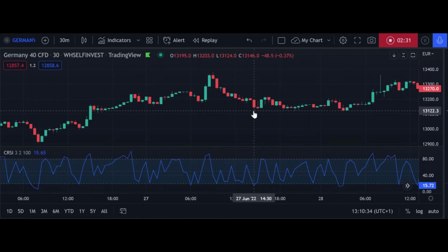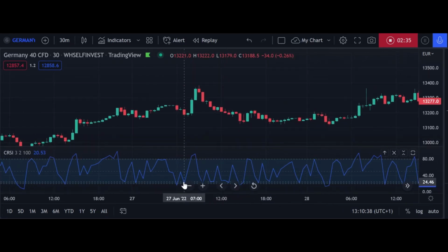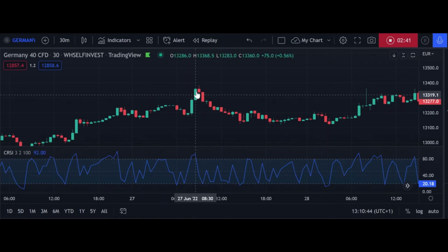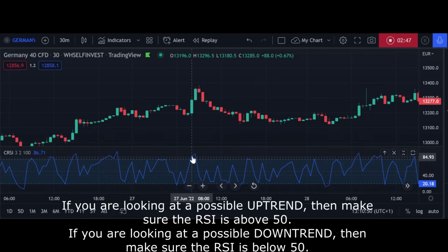How to confirm trends using the Relative Strength Index. RSI is a very popular tool because it can also be used to confirm trend formations. If you think a trend is forming, take a quick look at the RSI and look at whether it is above or below 50. If you are looking at a possible uptrend, then make sure the RSI is above 50. If you are looking at a possible downtrend, then make sure the RSI is below 50.